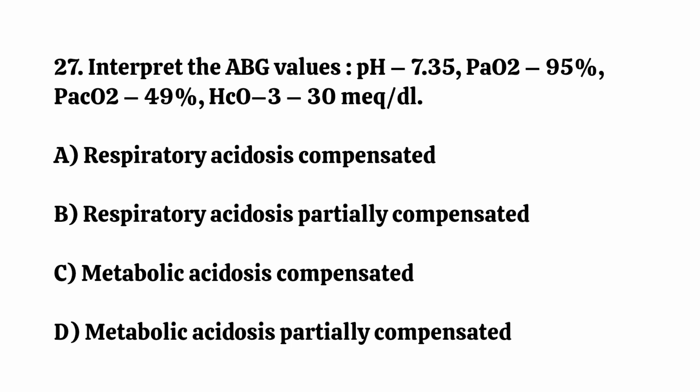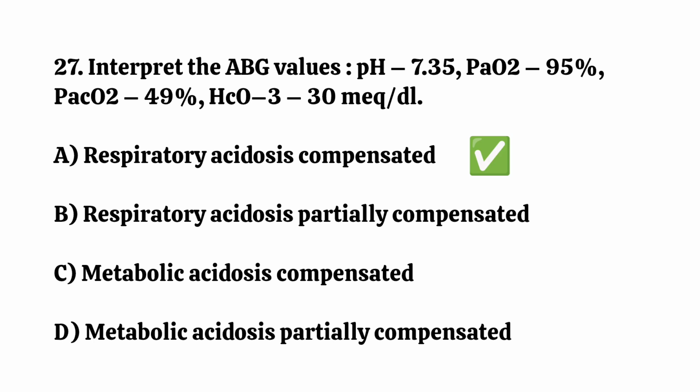Next, interpret the ABG values. pH 7.35, PaO2 95%, PaCO2 49%, bicarbonate 30 milliequivalent per deciliter. A. Respiratory acidosis compensated, B. Respiratory acidosis partially compensated, C. Metabolic acidosis compensated, D. Metabolic acidosis partially compensated. The answer is option A.